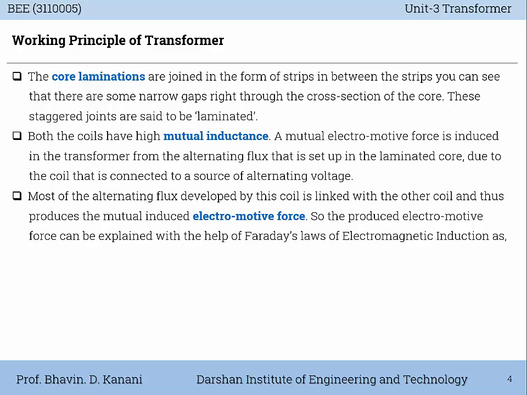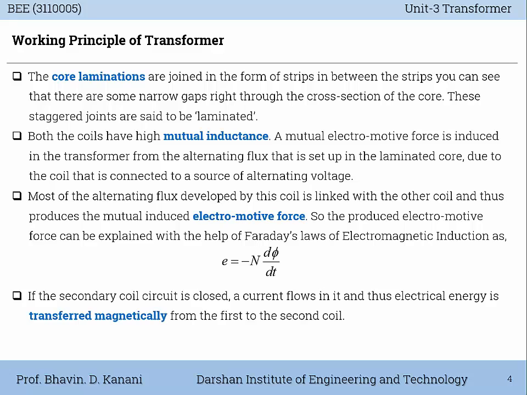So the produced EMF can be explained with the help of Faraday's law of electromagnetic induction as E is equal to minus N dφ/dt, where E is the induced EMF, capital N is the number of turns of the winding, dφ/dt, that means the rate of change of flux, that means instantaneous value of the flux, and minus sign is for the Lenz's law.